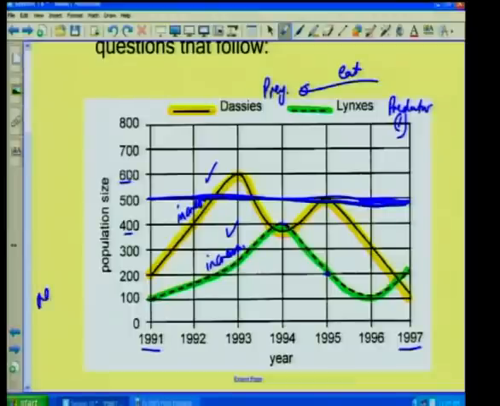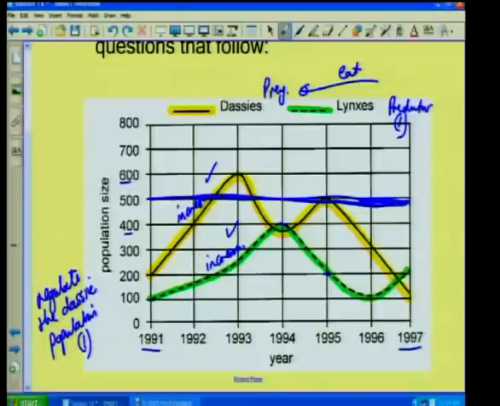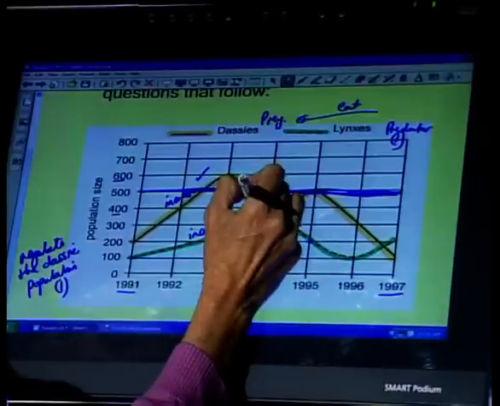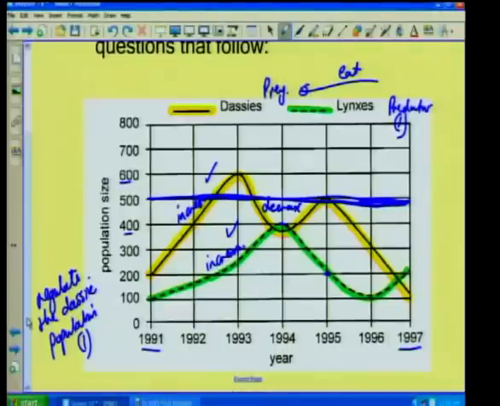Okay, and what are they doing? They regulate the Dussie population. And that's another mark. So we need, that was out of five, so we've already got four marks. And then we say, when the population of the Dussies decreases, what are we going to find? We're going to find a decrease in the population of the lynxes. And that's another mark there. So what they'll do is they'll say, any five of those points will give you five marks.